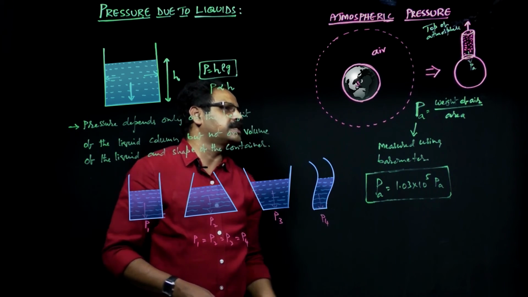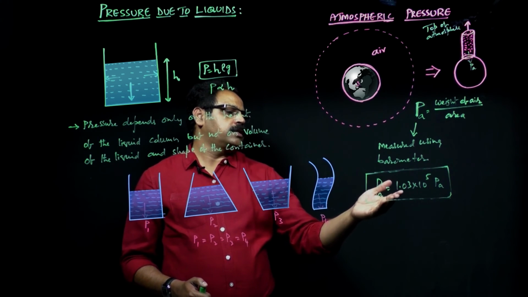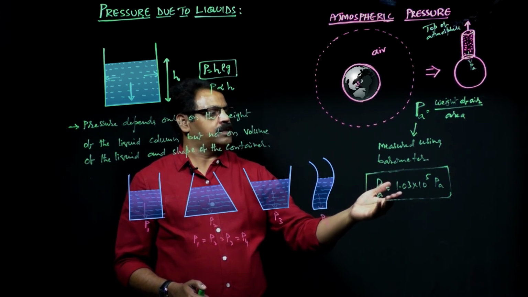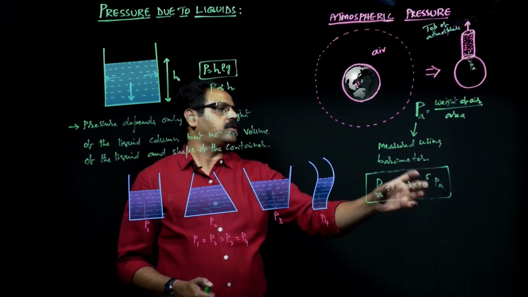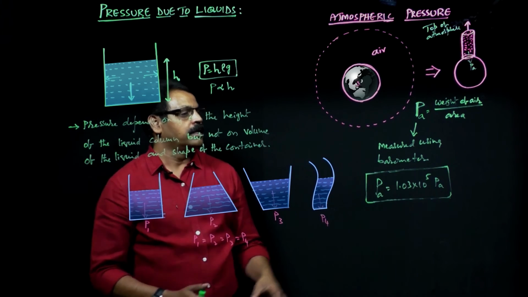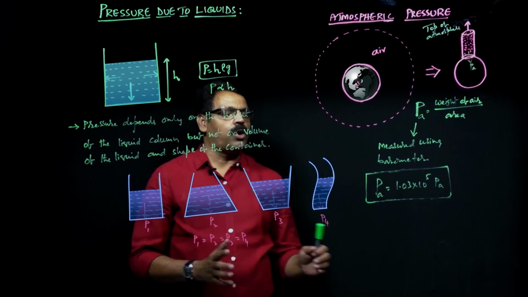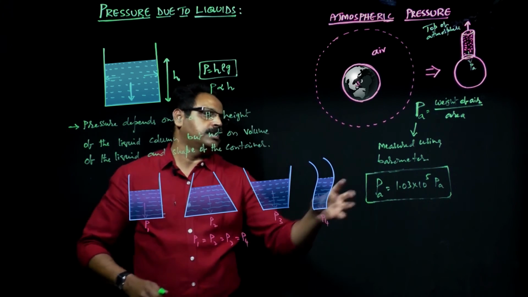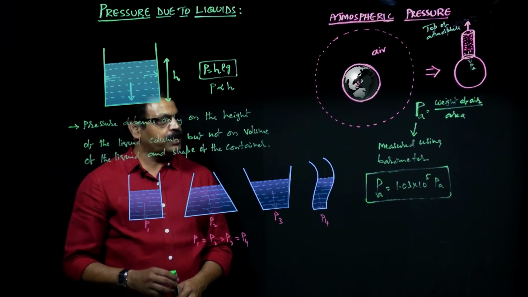That is what is called the atmospheric pressure, which can be given as P A, that is atmospheric pressure, is equal to this value, which has to be taken as a constant on the surface of the earth. This is generally measured by using an instrument called a barometer. So the barometer is the instrument which is used to measure the atmospheric pressure.